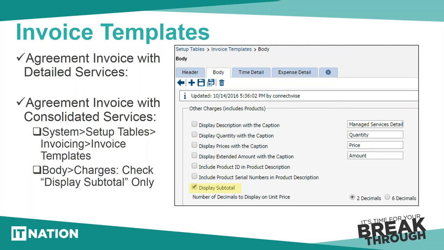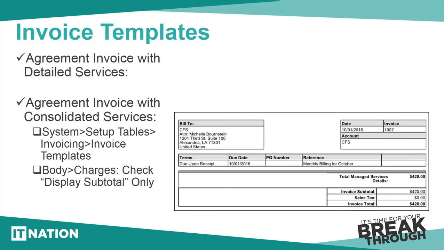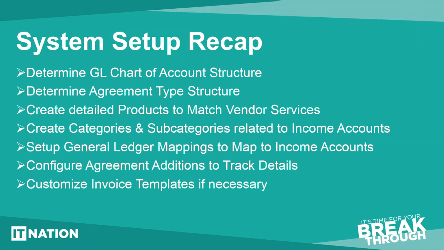And you have the ability to override the standard invoice template under System Setup Tables, Invoicing Templates. You can go to the body section for charges and show display subtotal only as the only item checked. What that will do is collapse up all of the detailed services that you're providing for your client, roll them back up into a total revenue number. The invoice will reflect a very basic subtotal amount, and when it transfers over to QuickBooks, it will be in detail, so you will still be able to impact any revenue breaks there.